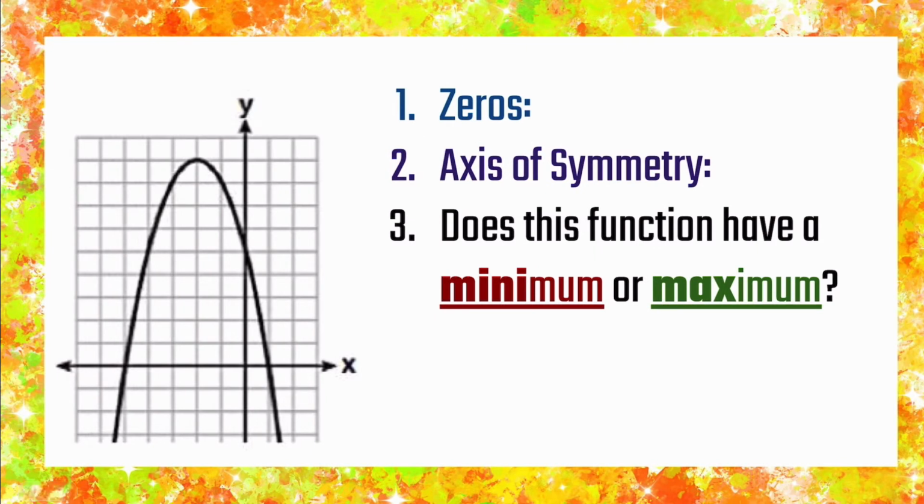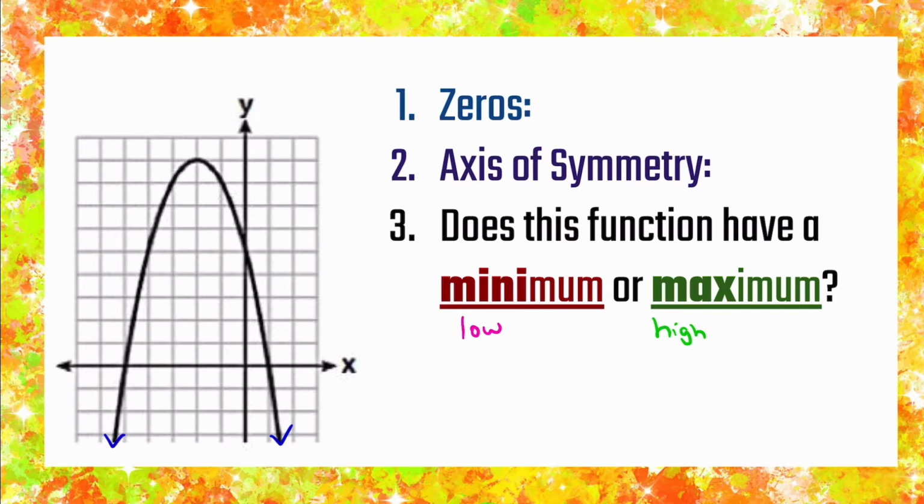So we talked about minimum and maximum. If you didn't already know, the minimum is your low point and your maximum is your high point. So I'm going to bring this back to quadratics, also known as parabolas. These graphs right here that look like a U or an upside down U. We can tell a lot of things from this graph.